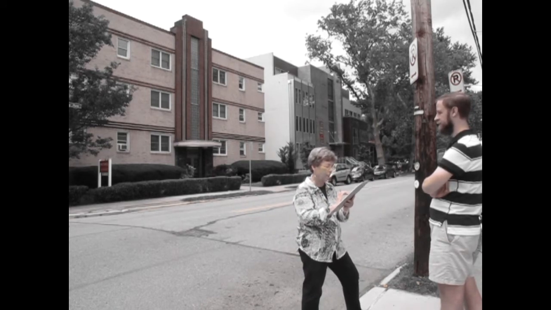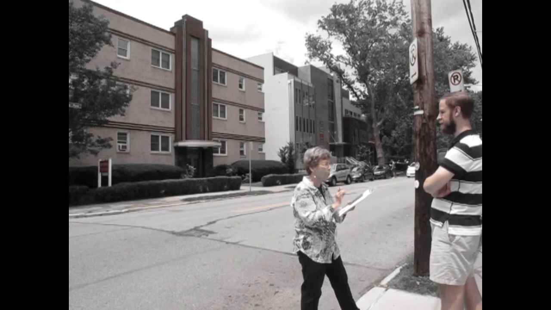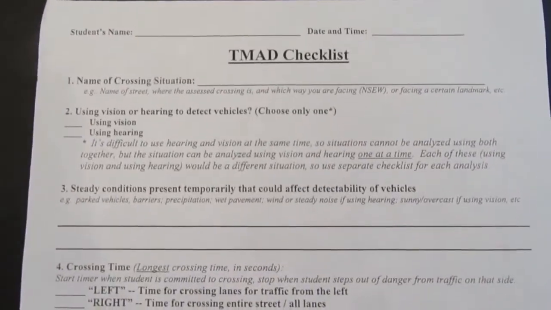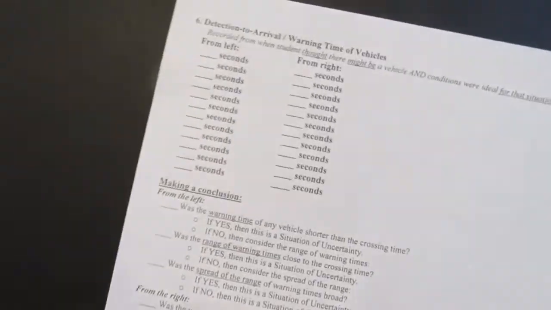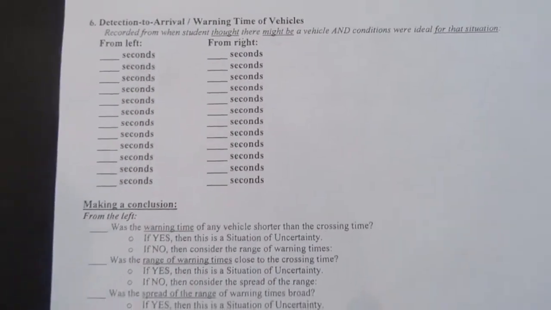With that part of the training complete, we then turned our attention to having him learn to determine when he is in a situation of uncertainty. We used the TMAD checklist to give him some practice determining if this is a situation of uncertainty.